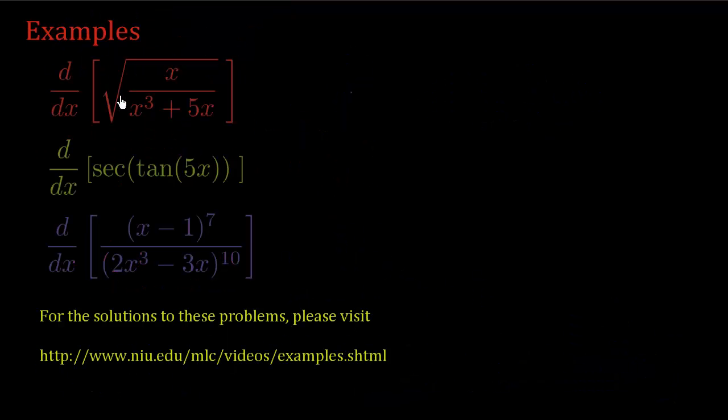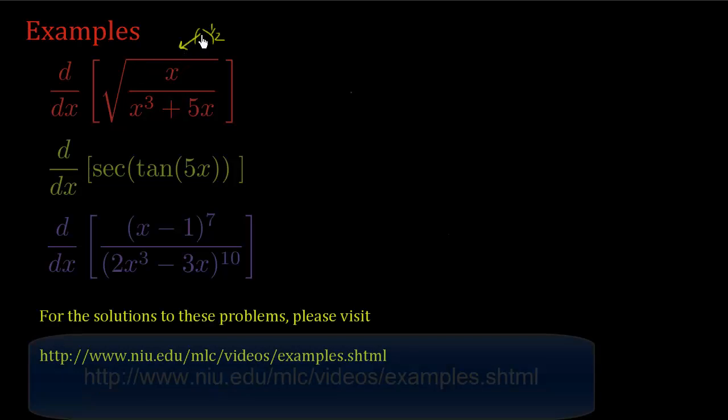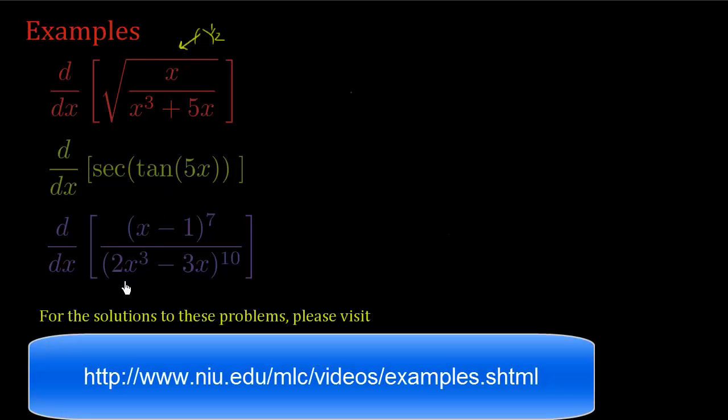Now I have 3 examples up on the screen. I want you to try each one, again, making sure that if things are not in the right form, you would rewrite it as something, in this case, square root as something to the 1/2. Give them a shot, and then to find the solutions to these problems, please visit this link right here. Good luck.